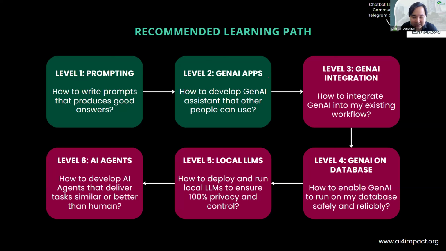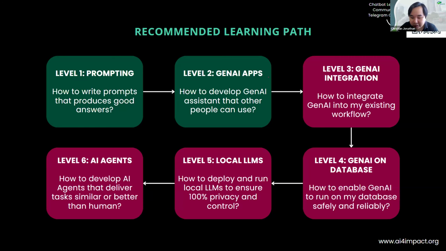So Gen AI on database is going to be big. And most of our requirements actually come from how can you integrate an LLM into my local database so that I can talk to my PDF, and I can search data easily. The fifth one is local LLMs: how can I deploy and run a local LLM to ensure 100% privacy?